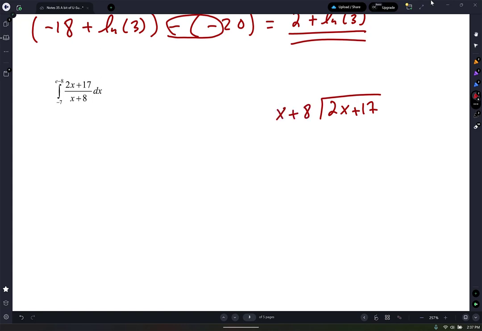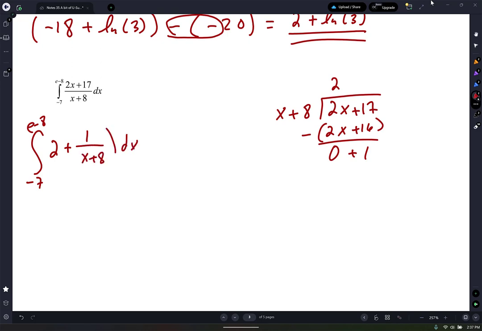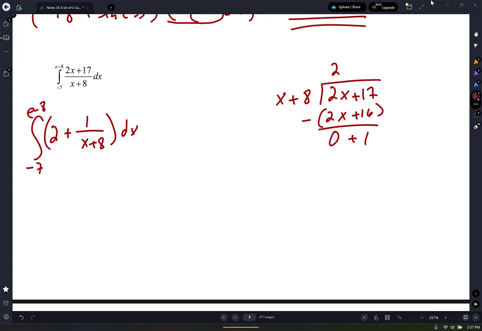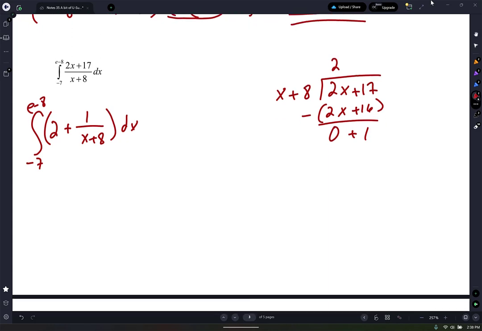X times what equals 2X? 2. So put a 2 in the bottom here, 2X. And then I still have that 8. What's 2 times 8? Put that in parentheses, subtract, 0 plus 1. So that means this integral, notice I'm not changing the limits, is the same thing as 2 plus 1 over. Perfect. And now, antiderivative. What's the antiderivative of 2? 2x plus, what's the antiderivative of 1 over x plus 8? From negative 7 to e minus 8. So do that.